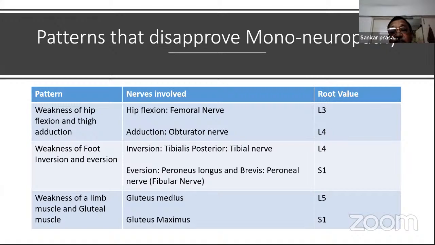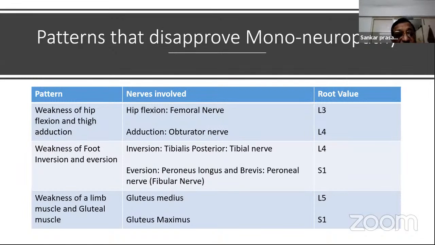So patterns that distinguish mononeuropathy: a person has come with some complaint, and you have to decide whether this individual with left limb weakness has mononeuropathy, plexopathy, or radiculopathy. So three important aspects which you should see: weakness of hip flexion and thigh adduction. Hip flexion is femoral nerve, adduction is obturator nerve. So L3 and L4, you have to remember this.